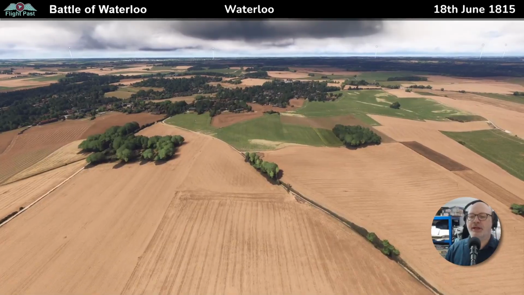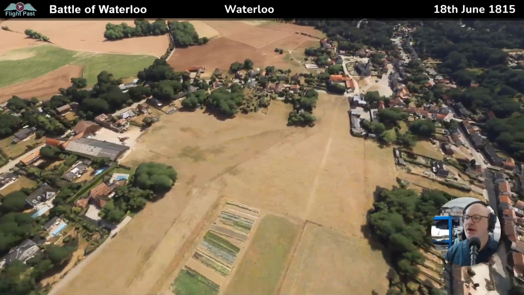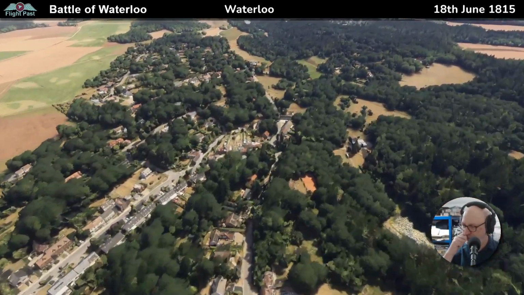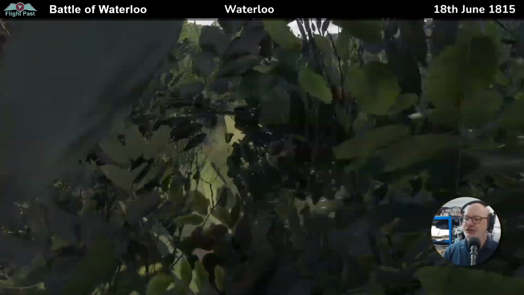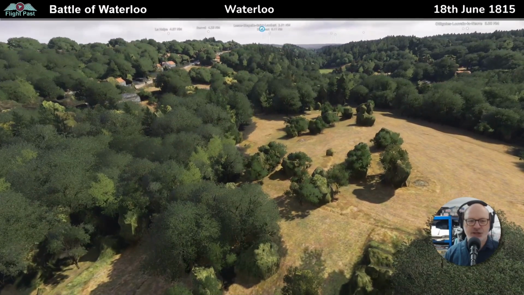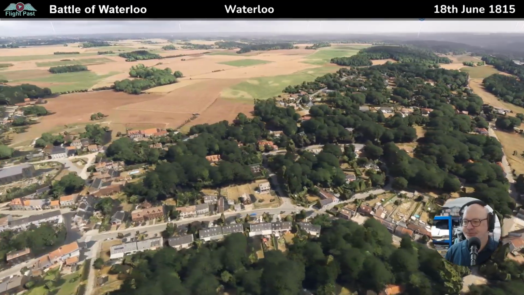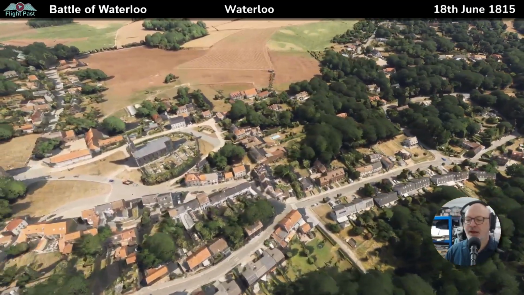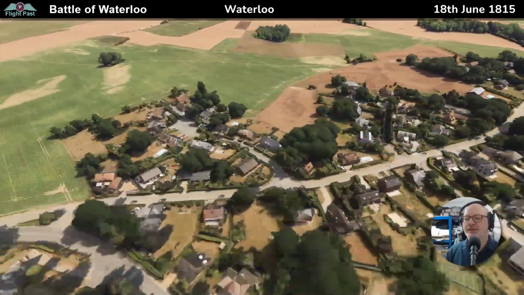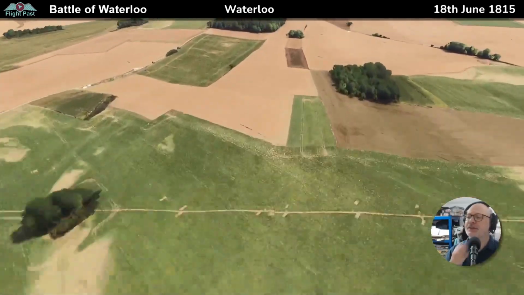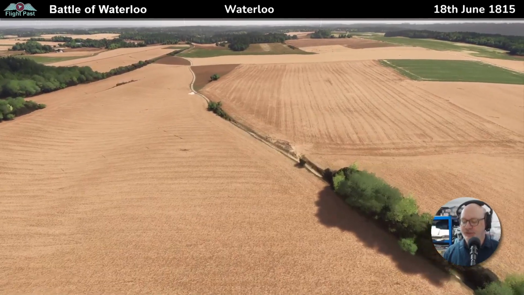So at this point here, Lobau has secured his right flank on Plancenoit and the stream, brook, river, whatever you want to call it. This valley here is protecting his right flank, so he's not going to get outflanked to the right. He's occupying the village here with the church just below us there, and it seems like a strong position. And his division is facing the two brigades coming up this way.